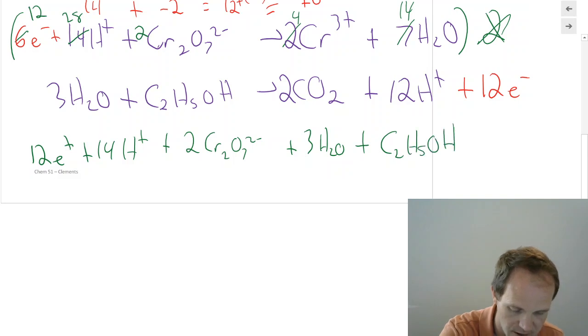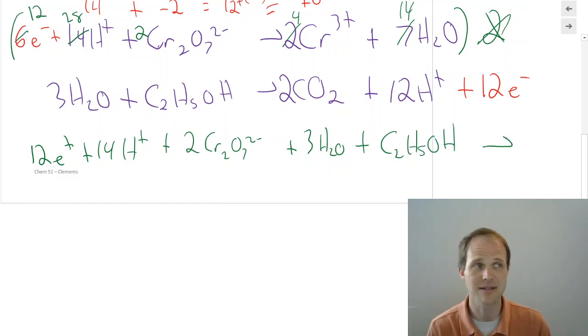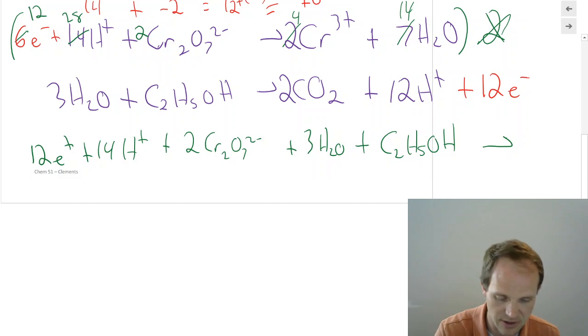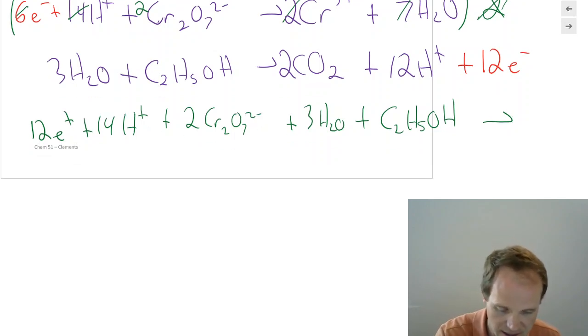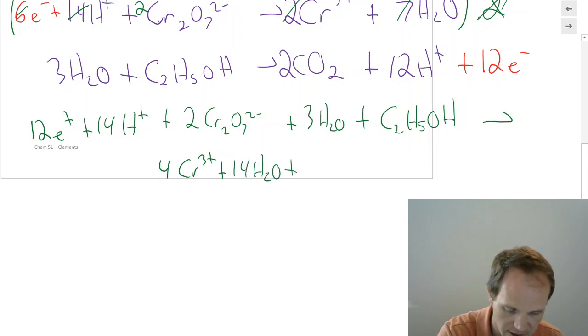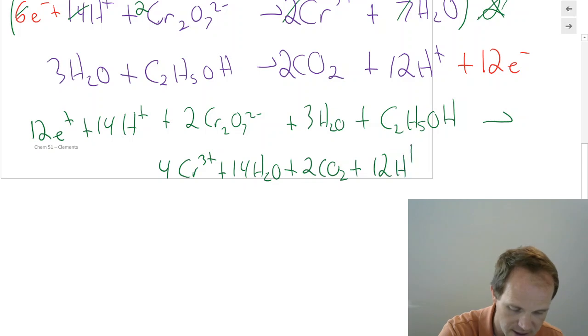C2H5OH ethanol goes to, I ran out of space. Running out of space is really, really common. I'm just going to put that on the next line. I've got 4 chromium 3 plus. I've got 14 waters. I've got 2 CO2s. I've got 12 H pluses. And I've got 12 electrons.